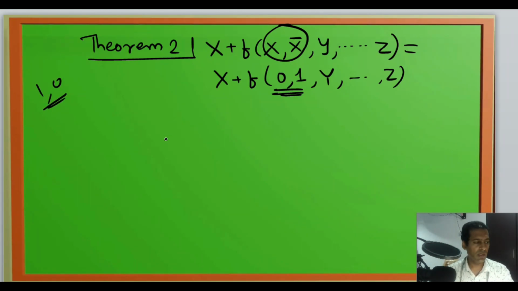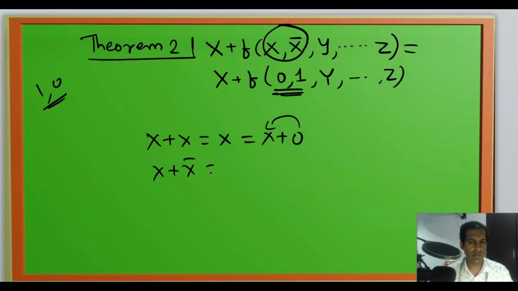Why can we do that? Because x plus x is equal to x, or we can say x plus 0. Adding 0 with any number will give the same number. And x plus x bar will be equal to 1, that is nothing but x plus 1. Because this rule is valid, we can write this theorem like this.